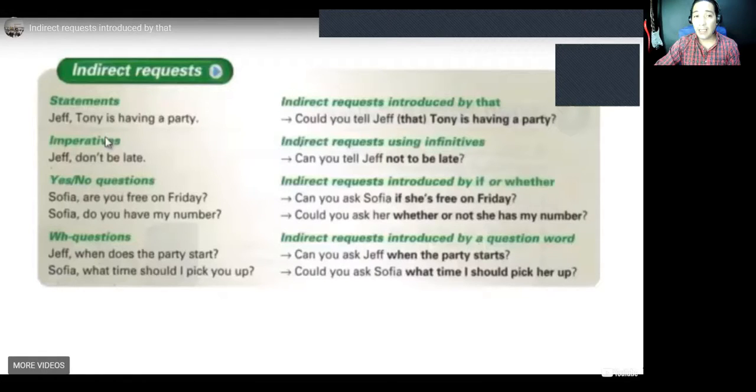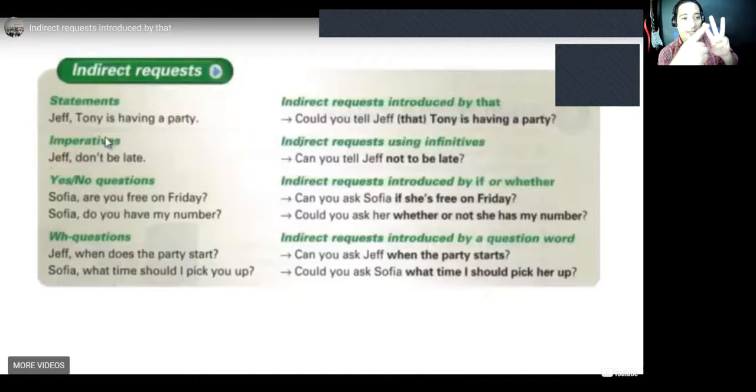No, aquí cambiamos, ya cambiamos de tema. Vamos a ver. Estas son preguntas indirectas introducidas por that. Y en este contexto, that significa que. Okay. Is when you're asking something to someone about the other person. Yes. So for example, in this case, this is Rafael, this is Jeff, and this is Tony.